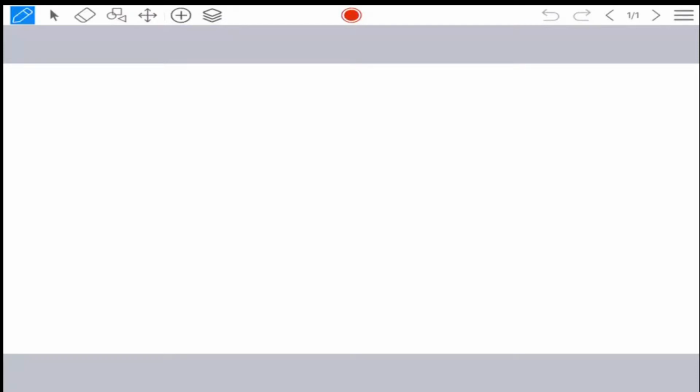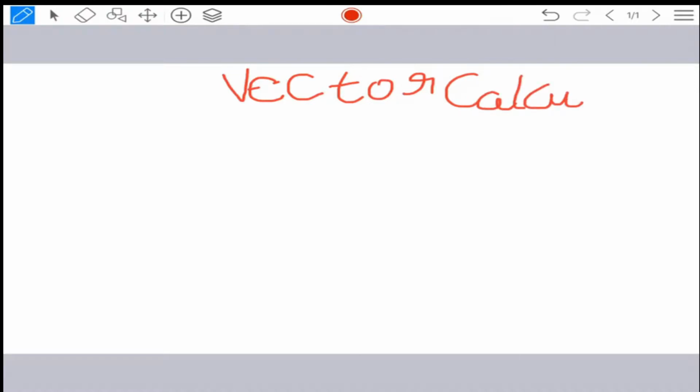This is about vector calculus. In vector calculus, first we have to discuss what is vector differentiation. There is less space, so I will tell you what vector differentiation is.